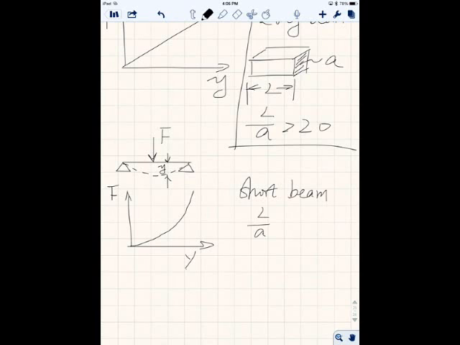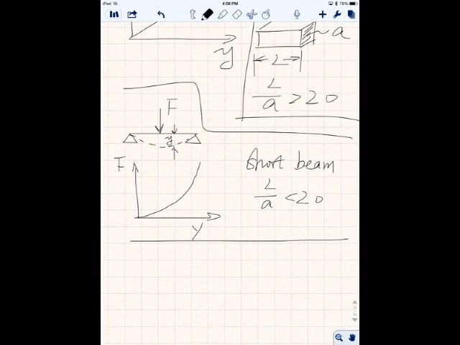Now, when it's a short beam, usually L divided by A is less than 20. Initially, the amount of force you apply is, relatively speaking, easy to displace it. Now it becomes stiffer. That's a short beam. So that's the phenomenon for a short beam. Just be aware of those things.